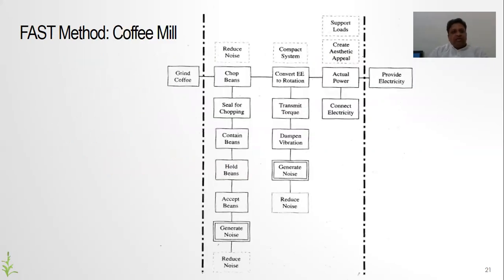Here, one example is a coffee mill. You can see the objective is to grind the coffee, and the final output is to provide electricity. The support loads are: create aesthetic appeal, compact system, and reduce noise. These are the attributes. Under reduce noise: chop the beans, seal for chopping, contain beans, hold beans, accept beans, generate noise, and reduce noise. At the same time, for compact system: convert electricity to rotation, transmit torque, dampen the vibration, generate the noise, reduce the noise. And for the support loads: create aesthetic appeal, actual power, connect electricity, and provide the electricity. This is one example.